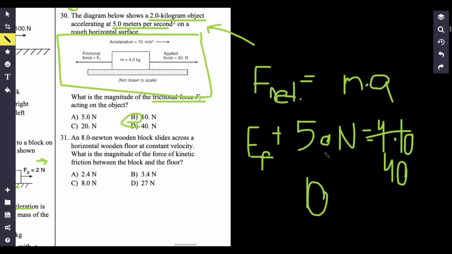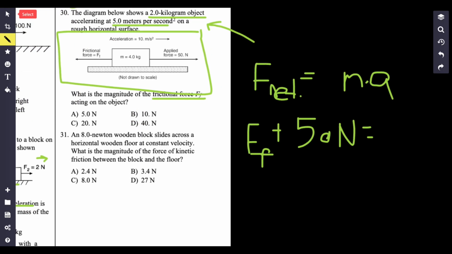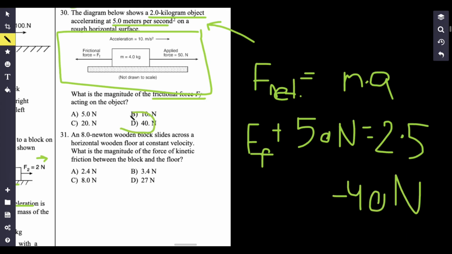So instead of, let me actually alter this equation a bit. Instead of doing that, you have a 2 kilogram object, so now your mass is 2, and your acceleration is 5, then you're going to get an answer of negative 40 newtons, which is answer choice number D.